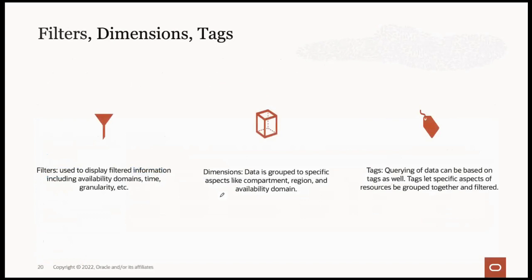All right, and here are different filters and tags that you can filter upon, like availability domain, time granularity, or just different dimensions like compartment, region, and availability domain. And then just focusing on tags right here. So tags work well with compartment structure, being able to track your resources there and across different compartments as well. So good for tracking, once again, your resources across different compartments.